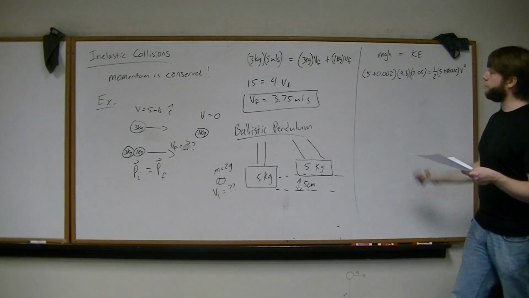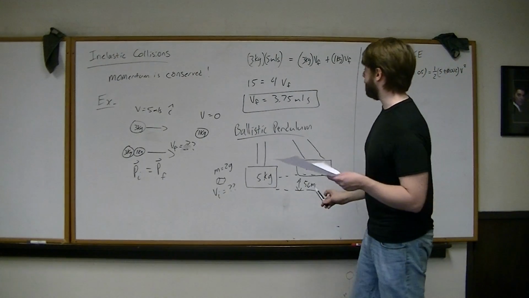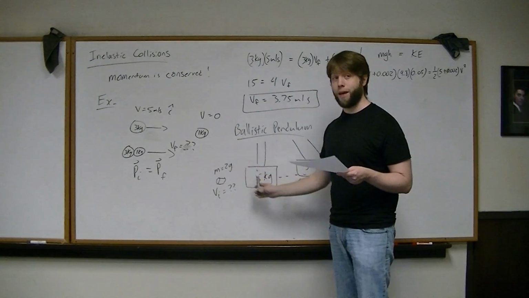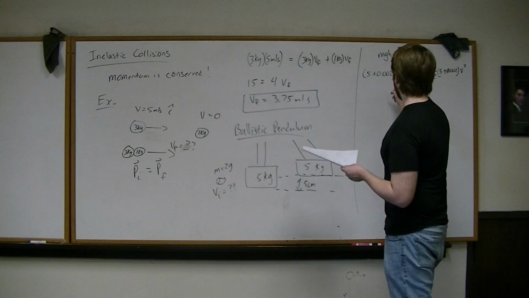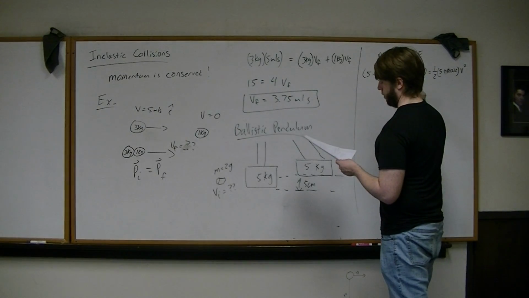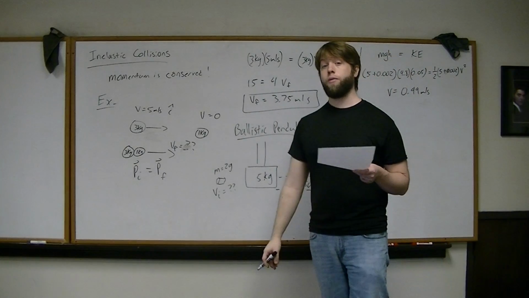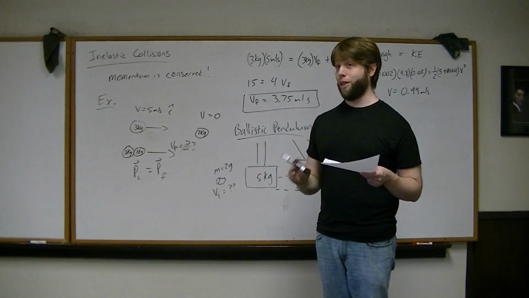Okay? So I'm using energy conservation to find out what was the velocity of the bullet and the block when they began to swing. And I get that the velocity was 0.99 meters per second. So that was the velocity of the bullet and block at the beginning of the swing.